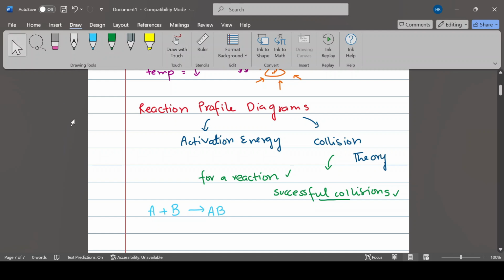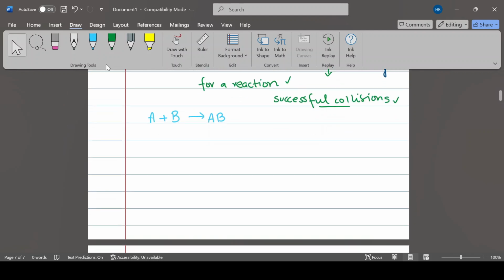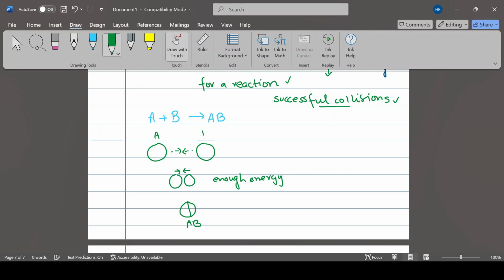So what's going to happen is that these two reactants, A and B, their particles, when we start the reaction, are going to come close to one another. As they come close to one another, they collide. And now, if after the collision the particles have enough energy, they are going to combine with one another and form a new product, which in this case will be AB. So you have A and B colliding with one another. If they have sufficient energy, they're going to form the new product AB.